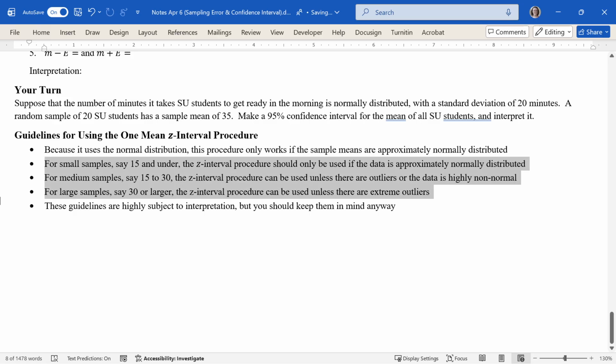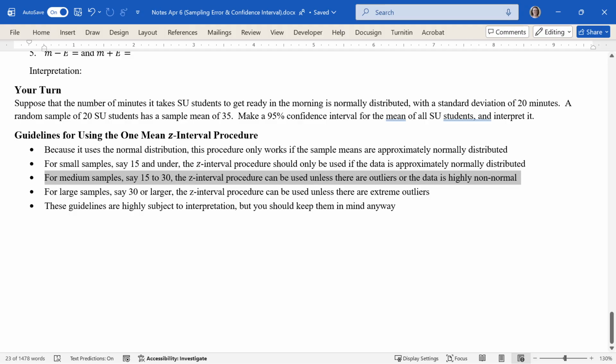And as you might recall from the numerical experiments we did in class using Excel, if the original data has some shape that is highly non-normal, then as you start to take small samples of it, the sample mean distribution shifts away from that original distribution and towards the normal distribution. It morphs from the original shape to the normal shape. So you can be somewhere in between if your sample size is smallish. So for small samples, say 15 and under, we really only want to use the z-interval procedure if the data was approximately normally distributed to begin with.